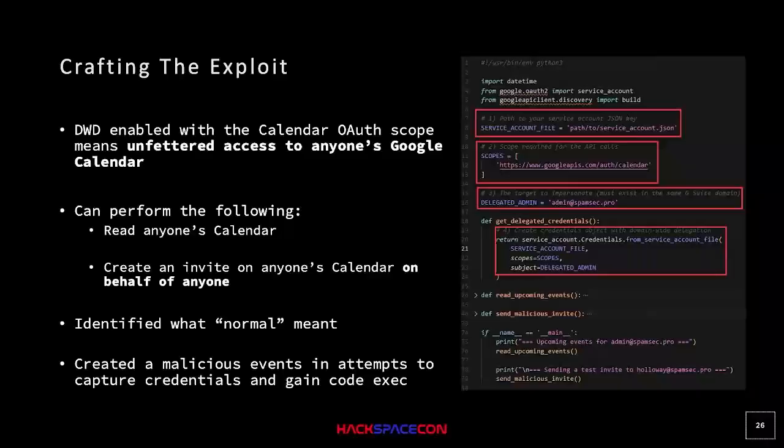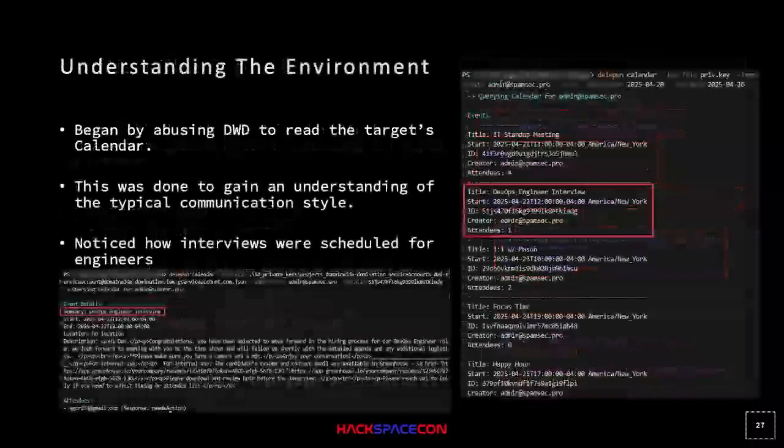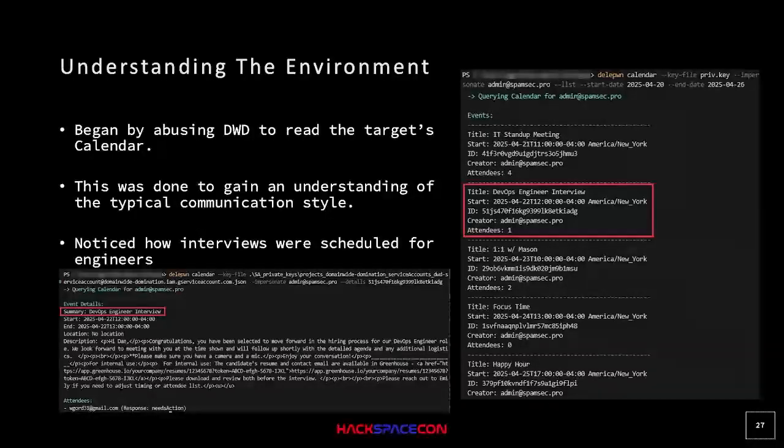So what do we do to then compromise or almost compromise the environment? We took the social engineering approach, right? So we tried to identify what normal meant in the environment. Again, we have access to anyone's Google Calendar. And then we also created malicious events in attempts to capture credentials and gain code execution. So the way that we did that was in two different attempts. So first, understanding the environment.